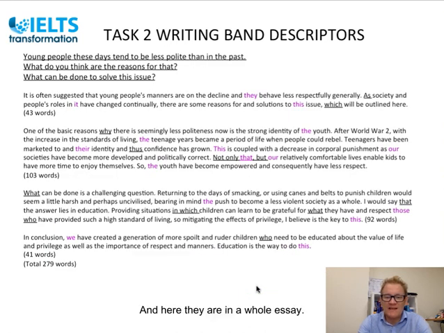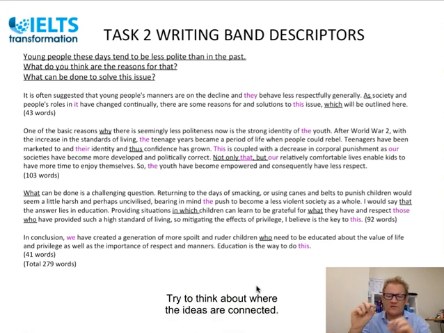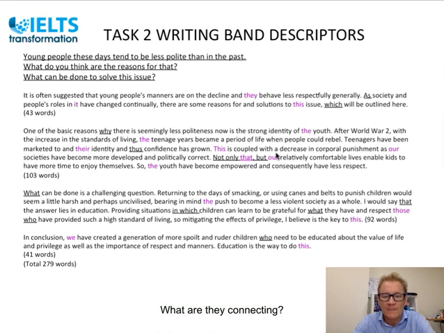Again, pause this to take more time to read that and notice them. And here they are in a whole essay. So I've underlined the subordinating conjunctions and I've highlighted the pronouns, the demonstrative pronouns and the definite article. Okay, so again, pause the lesson and take your time to read that and try and think about where the ideas are connecting. What are they connecting? So it is often suggested that young people's manners are on the decline, and they, who's they? So young people's. Okay. All right. Good.